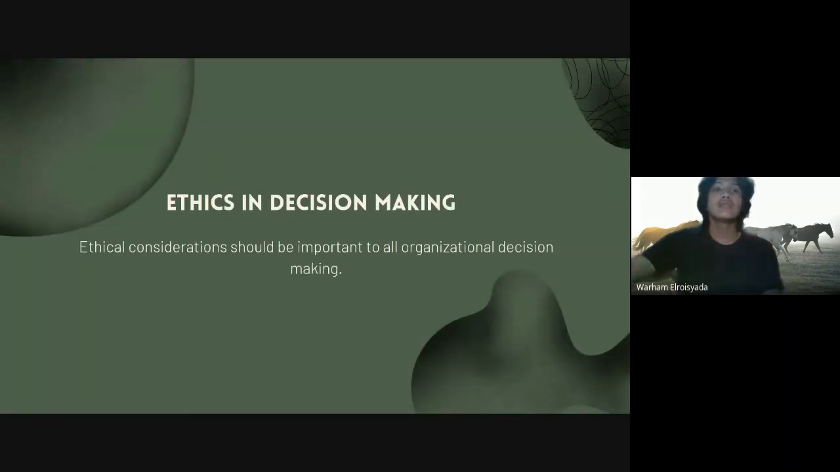So, ethics in decision making. Ethical considerations should be important to all organizational decision making. So there are three ethical decision criteria. Next slide, please.